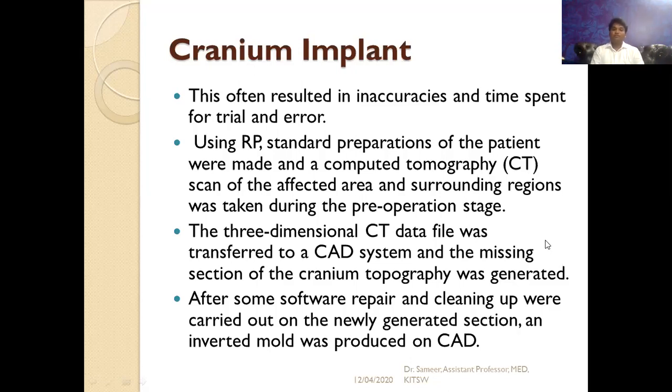After some software repair and cleaning up were carried out on the newly generated section, an inverted mold was produced in CAD. Software repair means that the CAD model generated for the RP system is sometimes not valid. So in order to make it a valid model, software has to repair its dimensions or perform some validations, and after software repair it could generate the 3D model.